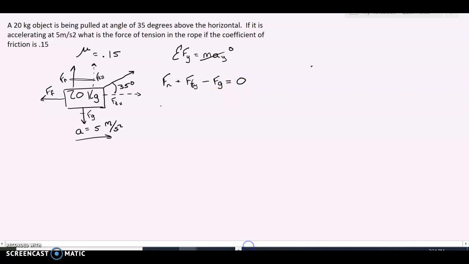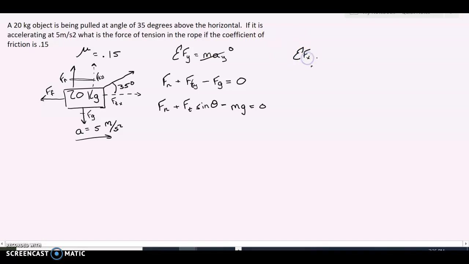So let's plug in some numbers here. We got force normal, that'll stay the same, plus our force of tension times sine of theta, because it is in the y, minus mg equals 0. All right, looking at this, it doesn't look the best because we have force tension that we don't know, and we also have force normal that we don't know. So let's go to the x and see if this makes our lives any easier.